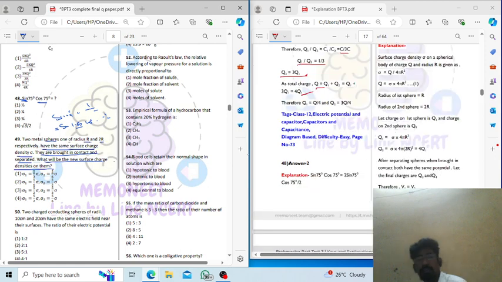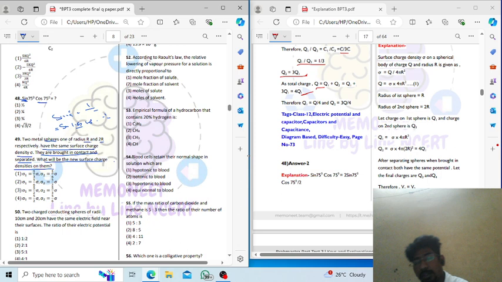So sigma is given by the formula, sigma is equal to Q by 4 pi r square. So Q equals to this, so Q1 equals to this. So Q2 equals 4 Q1 according to the given, as the radius is 2r, so it will become 4 Q1.